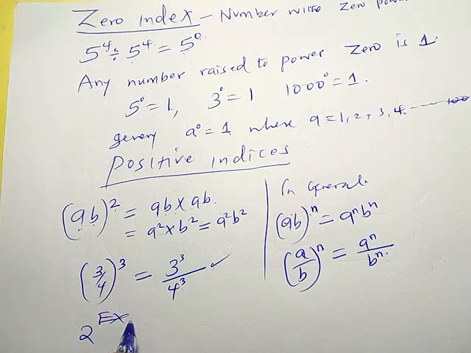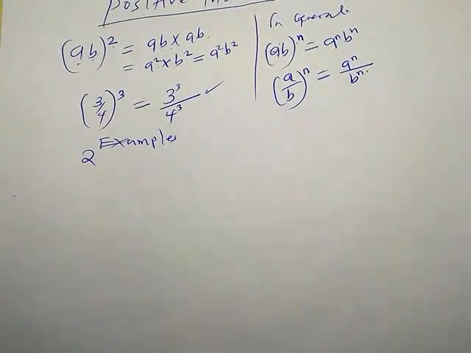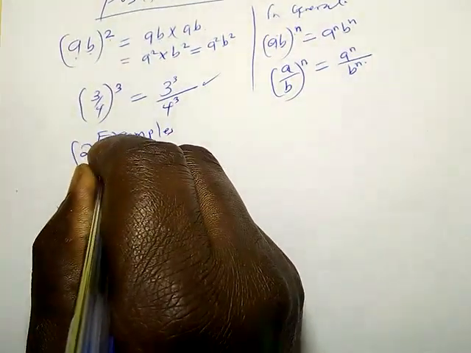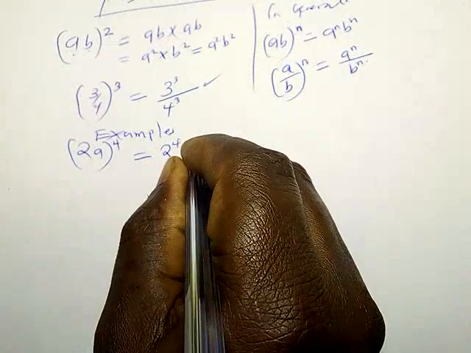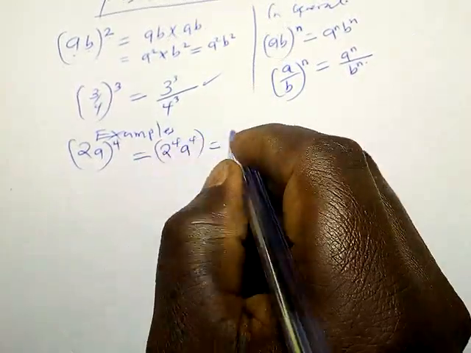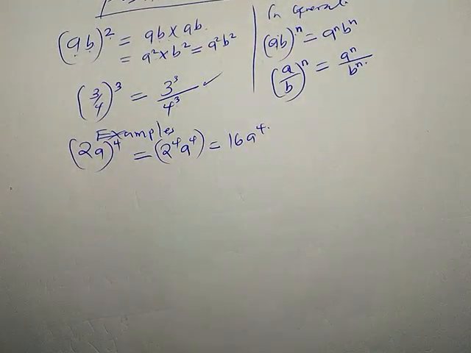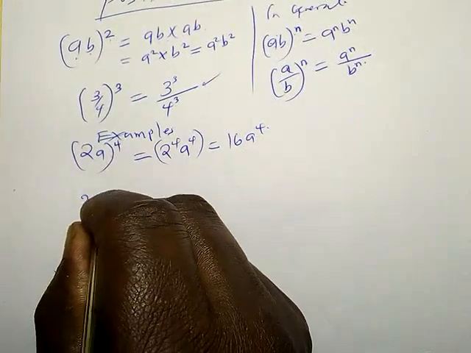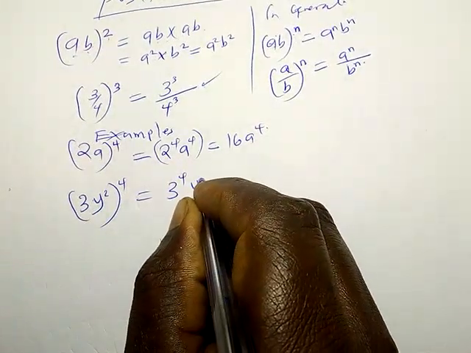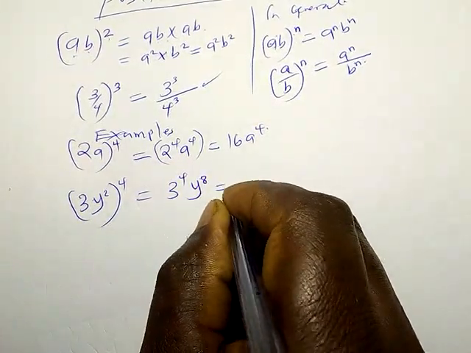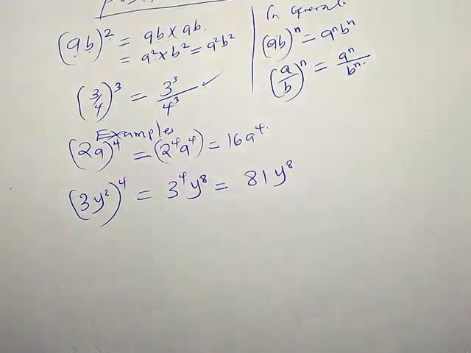Quick examples. Two examples. (2a) raised to power 4 means 2 raised to power 4, a raised to power 4, and the answer is 16a^4. (3y^2) raised to power 4 means 3 raised to power 4, y raised to power 2 times 4, which is 8. And the answer is 81y^8.